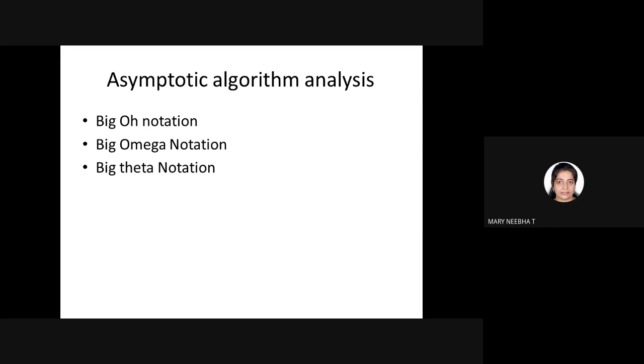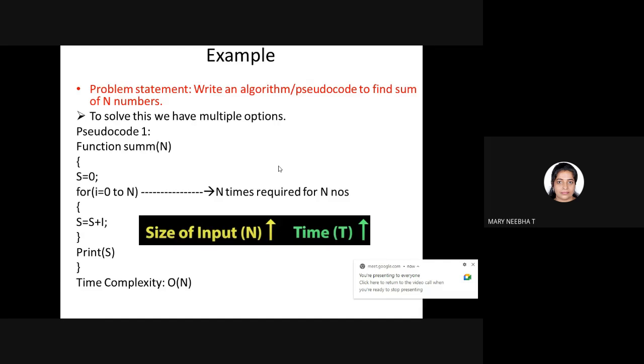Okay, so we'll see with the example. So first of all, we'll take time complexity. In yesterday's class and lecture, I just covered the definitions of time complexity. So again, it is nothing but the total time required for execution of the program.